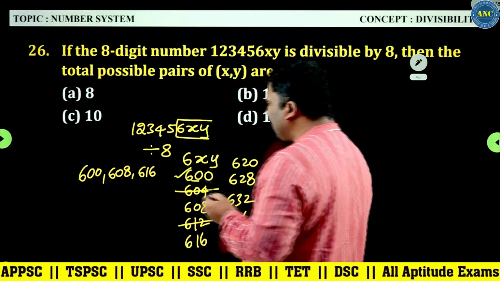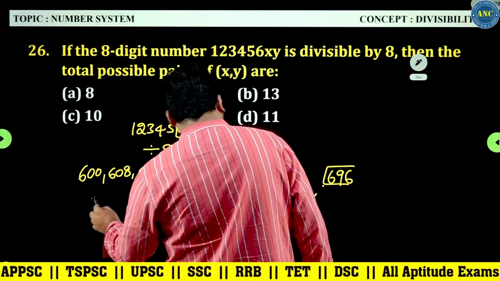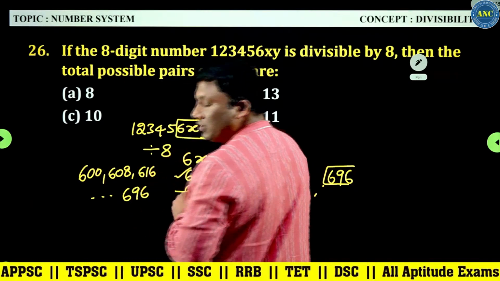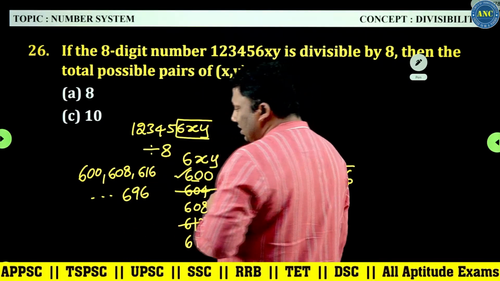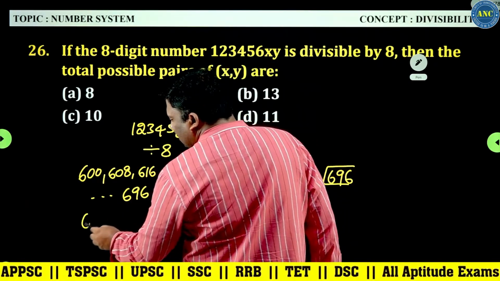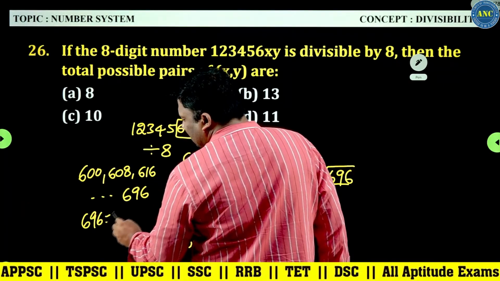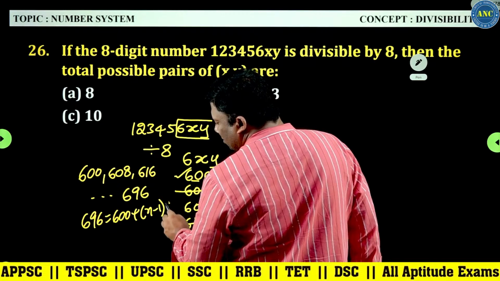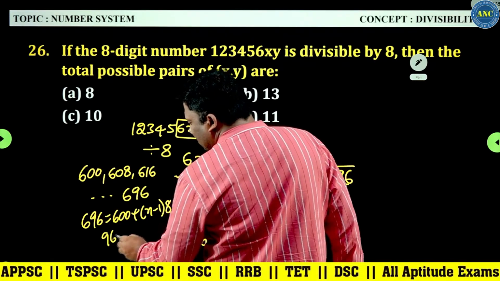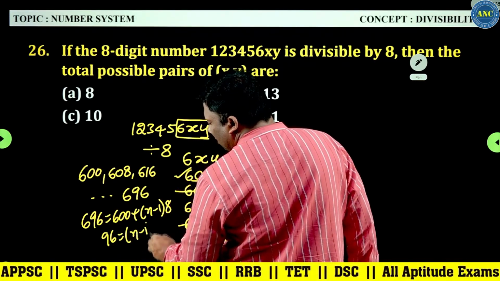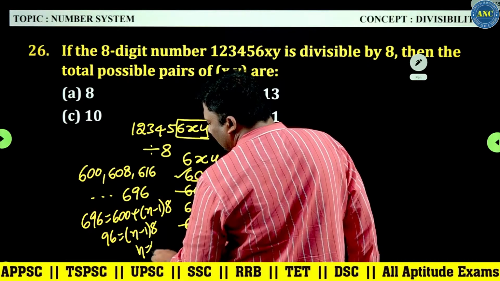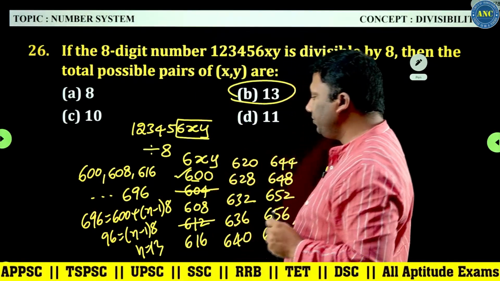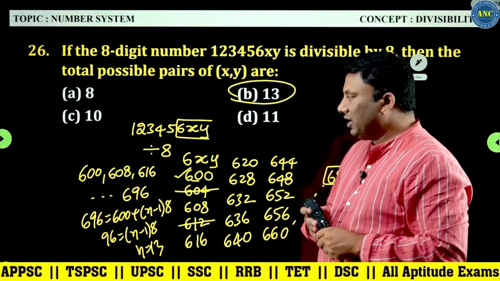Which cases will I get? And so on up to 696. Now if you see how many numbers are there? 696 is 600 plus n minus 1 into 8. 96 is n minus 1 into 8. N value will be 13. Totally 13 possible pairs of x and y are possible.